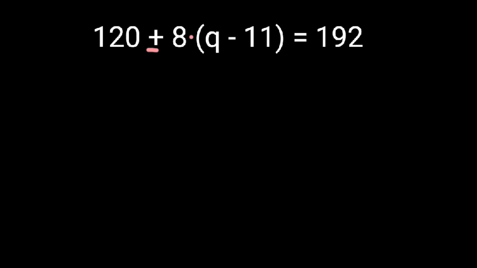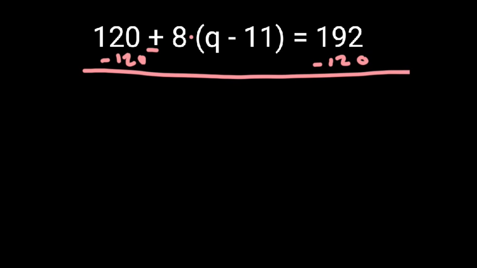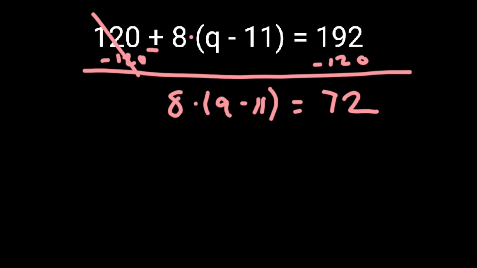Now we have two operations here. We have an adding and a multiplying. We're doing everything backwards, so we're going to take away 120 from both sides. The 120 minus 120 cancels out, leaving 8 times the quantity q minus 11. And on the right side, we have 192 minus 120, that's 72. Now we have 8 times the parentheses. To cancel that out, we're going to need to divide by 8 from both sides.